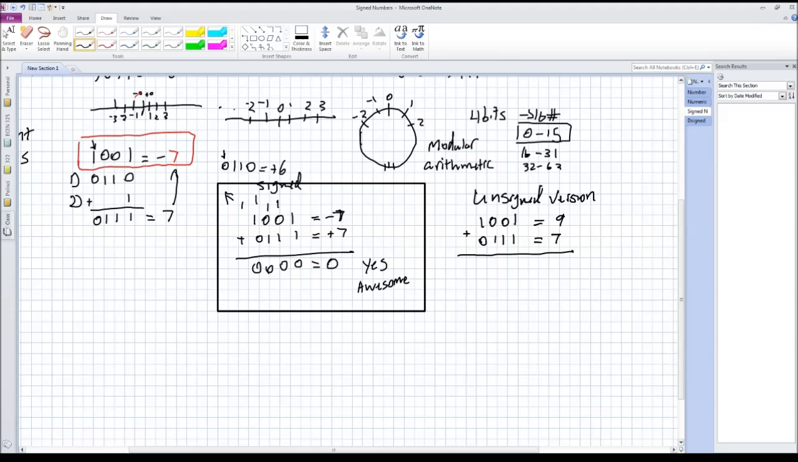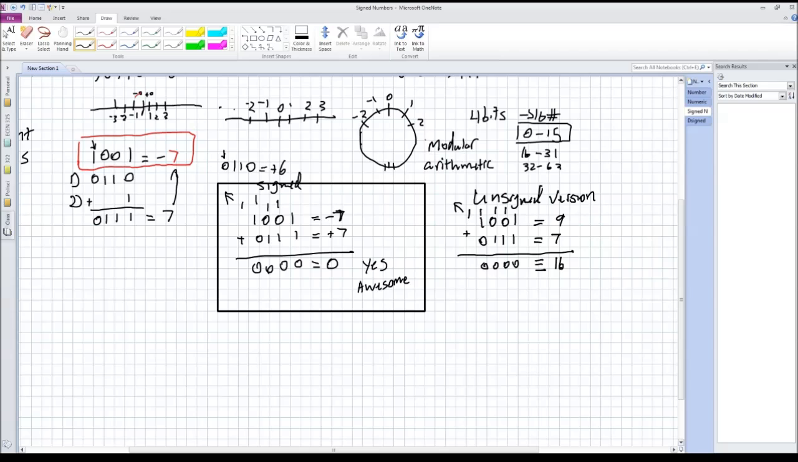Okay, so 1 plus 1, 0, carry the 1. 1 plus 1, 0, carry the 1. 1 plus 1, 0, carry the 1. 1 plus 1, 0, carry the 1. Well, we've got this extra 1 again, so we ignore it. So we just get 0, 0, 0, 0. But 9 plus 7 equals 16. Why does 0 equal 16? It doesn't equal 16, actually. It is congruent to 16.